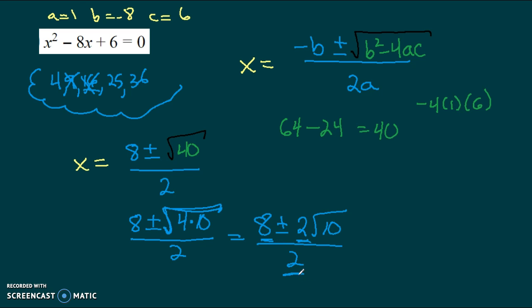8, 2, and 2 are all divisible by 2. If I divide 8 by 2, I get a 4. 2 divided by 2 is 1, so I don't need to write that. I can just put the root 10. And then there's no reason to put the 1 in the denominator either, because it's just not needed. So that'll be my final answer.